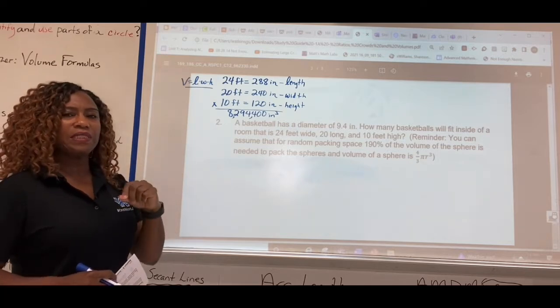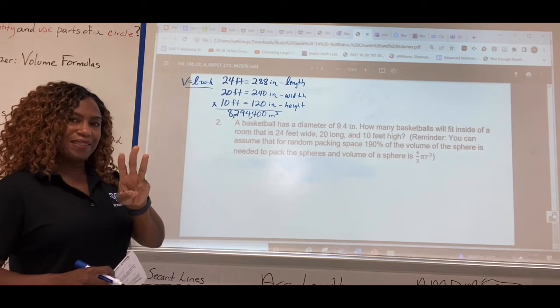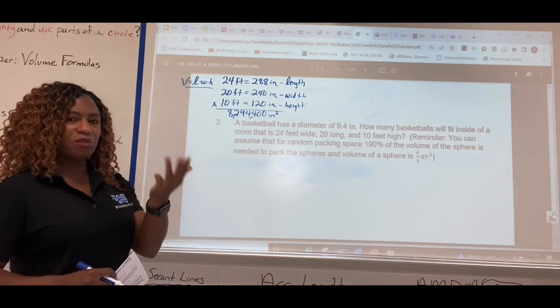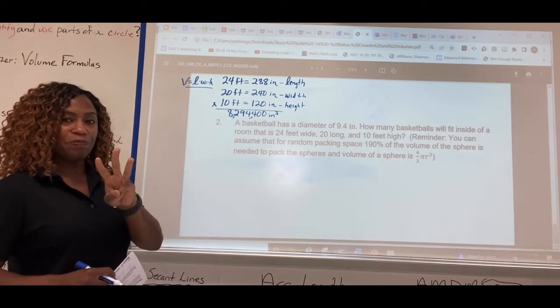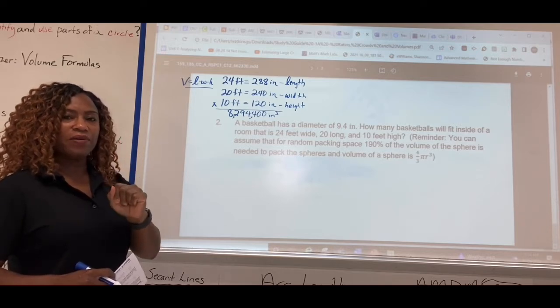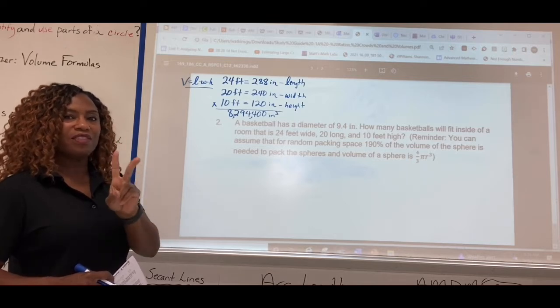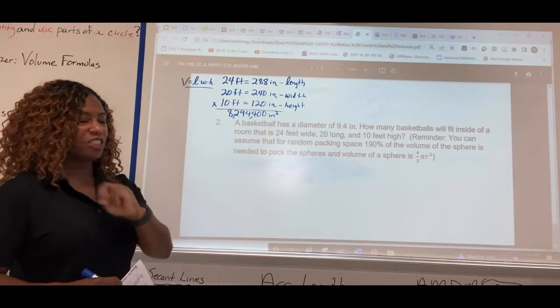This is why when we list the units for volume, we do it in cubic units. Whether it's cubic inches or cubic feet, we use the 3rd power, because it's length times width times height. Whereas with area, we only use the 2nd power because we only have length times width, 2 dimensions.